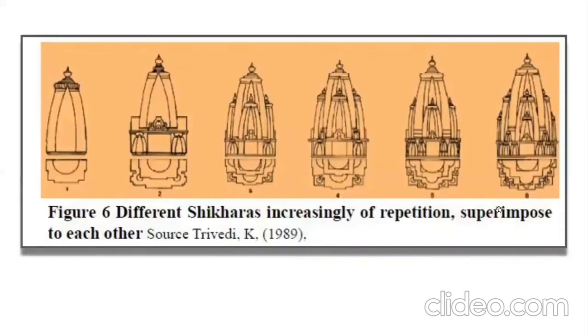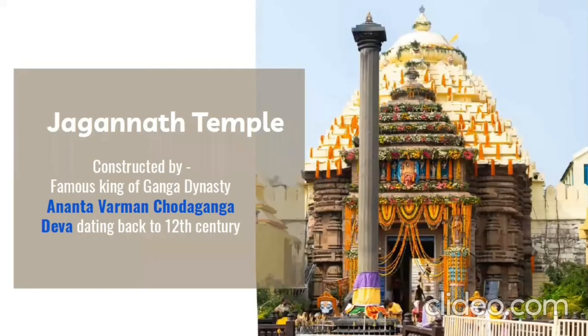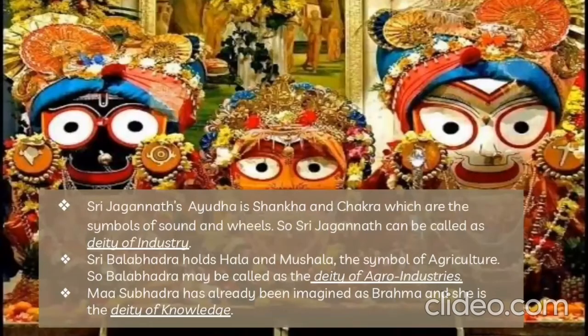Next in the row, we have a description of the evolution of the Shikhara. The replication of equal forms, either vertical or horizontal, is another frequently used process to add visual complexity to the temple. Now we will look at some famous temples of Odisha. Here we have the spectacular Jagannath Temple, which was constructed by the famous king of the Ganga dynasty, Anantavarman Deva, in the 12th century AD. There are mainly three deities in the temple.